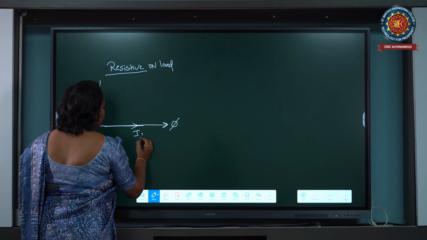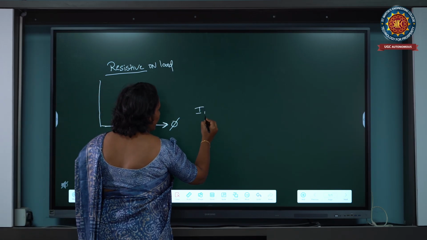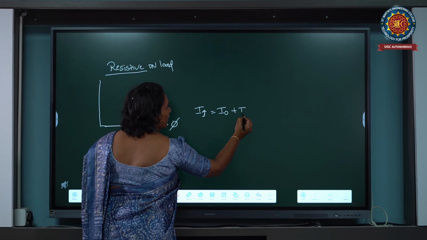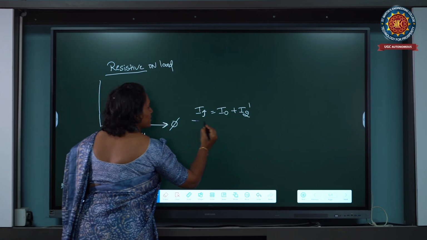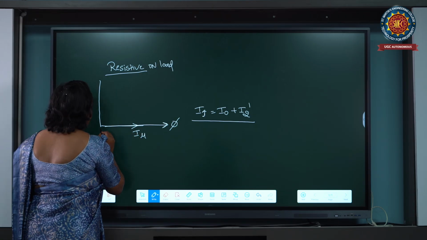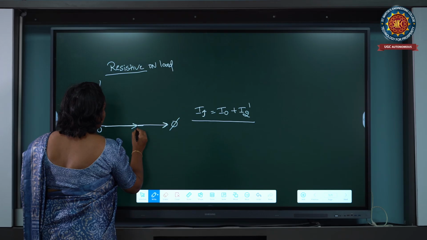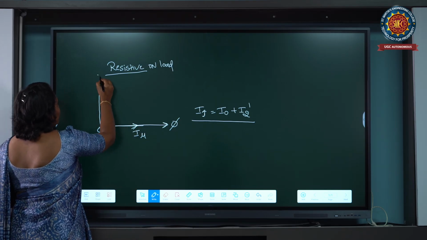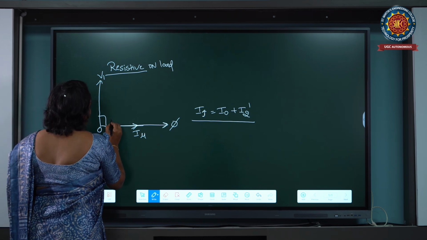Here the total resultant current I1 is equal to the no load current I naught plus the counter current I2 dash. This is the resultant current of the practical transformer. Next, the magnetizing current lags the supply voltage V1 by 90 degrees.